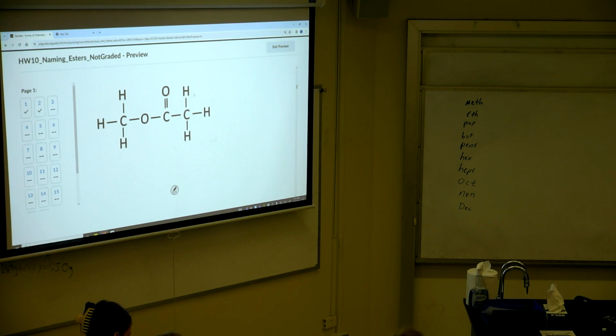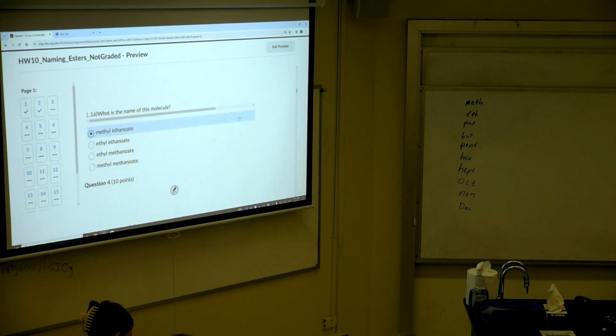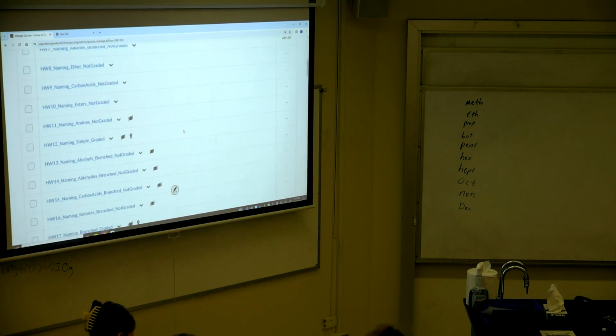Methyl ethanoate. This part's the ethanoate, and right here is the methyl. Methyl ethanoate. You got that? Those aren't too bad, just a little tricky. You have to pick the fragment correctly.